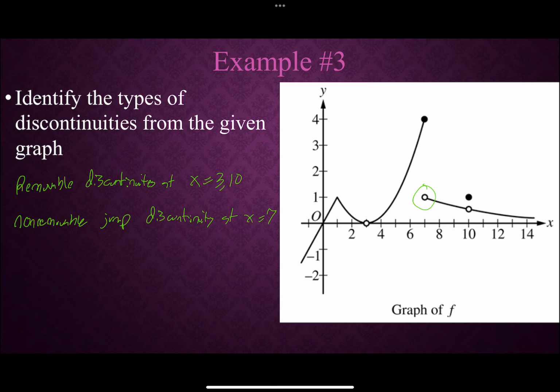There's that gap there. Whereas at 10, that's not considered a jump, because if you were to remove the hole, the line is the same line as you go through it. If this just simply has a dot above it, that is just simply a hole. Kind of like how at 3, just the line is connected on both sides of it, that means it's a hole in the graph. Whereas at 7, it's only connected on the right side, the left side's connected to something completely different. That's our jump.